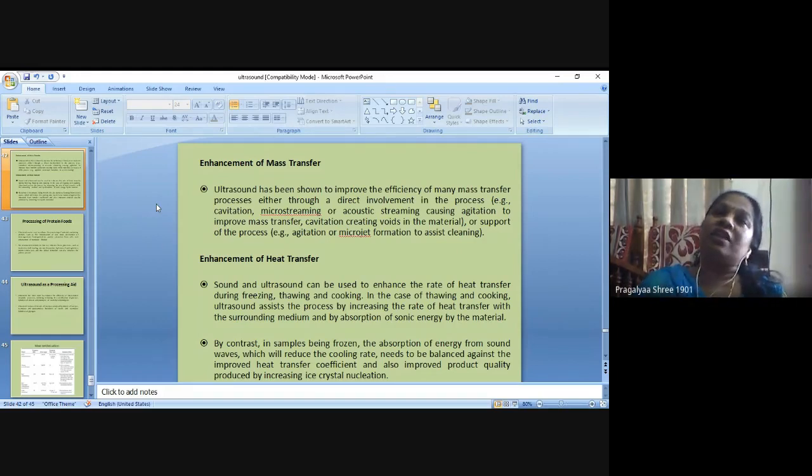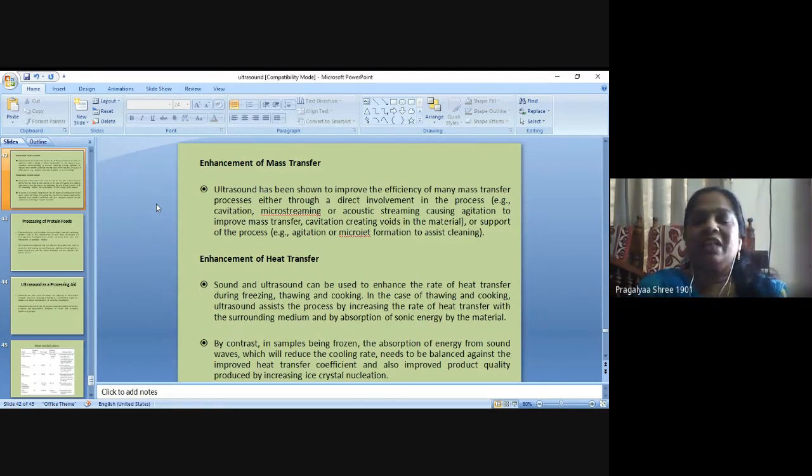How does it increase the rate? Because the sonic energy is being absorbed. What is sonic energy? It is mechanical energy. Mechanical sound waves are absorbed by the material and the surrounding medium. They absorb it, and once it is absorbed, what happens? The heat will be what? Heat transfer from the substances takes place. It supplies heat, and then what? Whatever material is present inside the medium will come out, drying, thawing, or whatever takes place in this case.